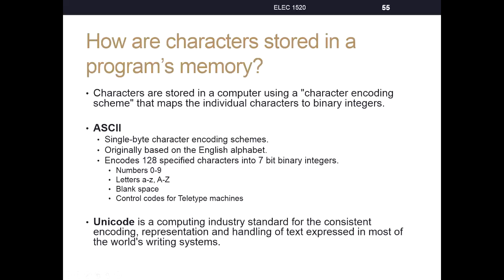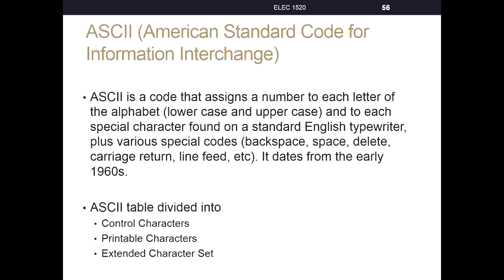ASCII is not used as much anymore, right? It was based on the English alphabet originally. English is not the only language in this world. Now, Unicode is a scheme that the computing industry came up with. It's a standard for encoding. Basically, Unicode wraps in ASCII for the first 128 values, but now we can represent text expressed in most of the world's writing and language systems. So Unicode is more commonly used because computers are worldwide and there are multiple languages.